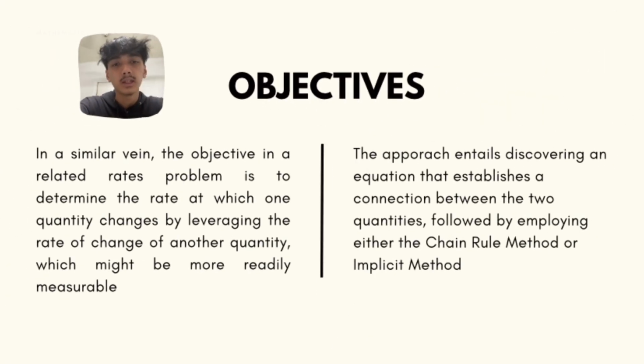Objectives. In a similar vein, the objective in a related rates problem is to determine the rate at which one quantity changes by leveraging the rate of change of another quantity, which might be more readily measurable. The approach entails discovering an equation that establishes a connection between the two quantities, followed by employing either the chain rule method or implicit method.